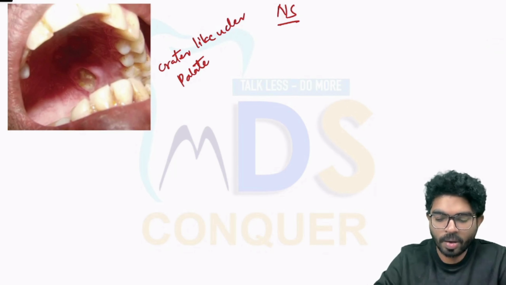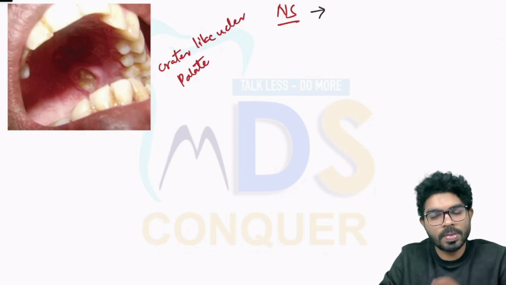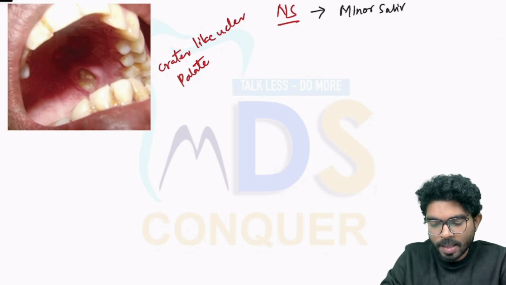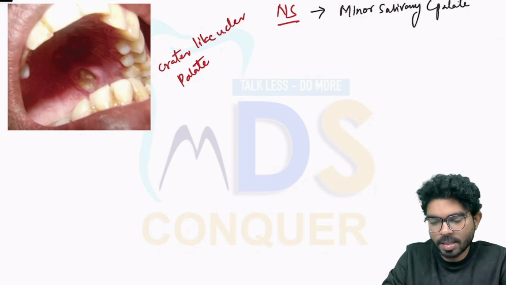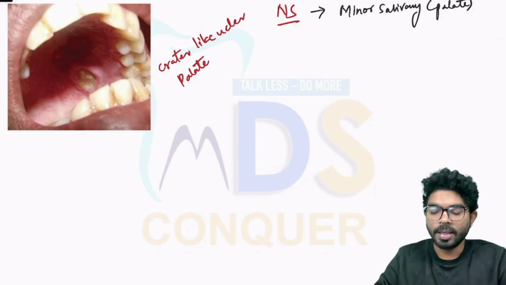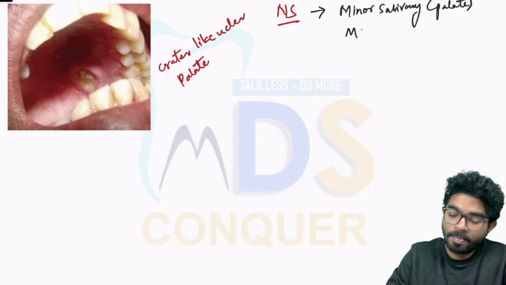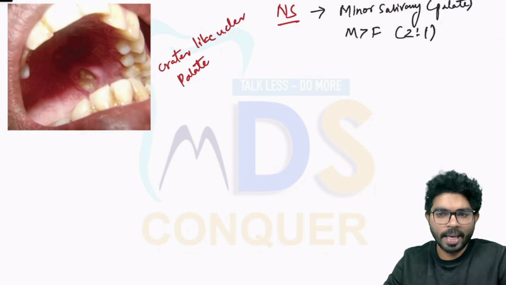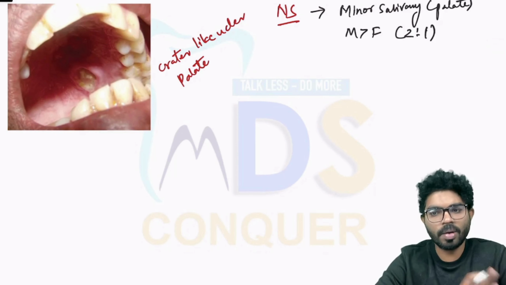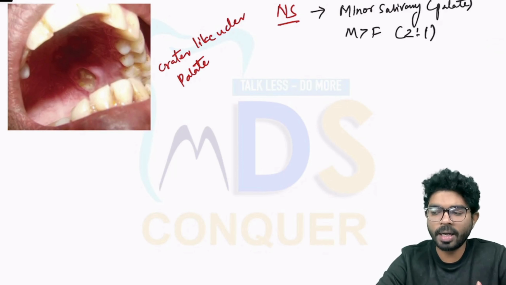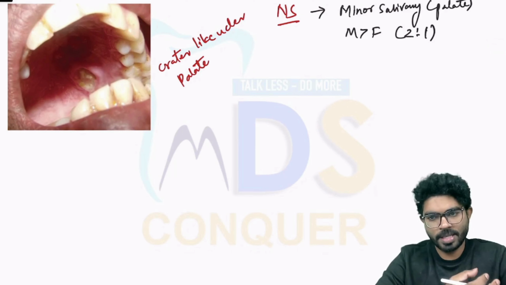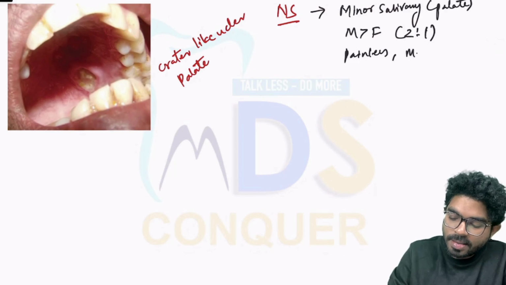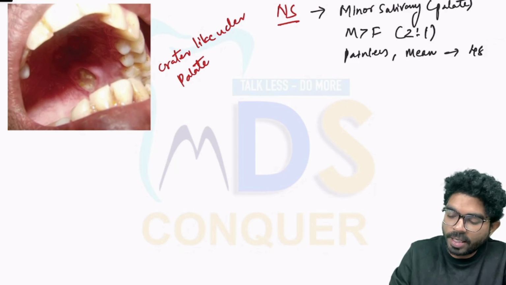The important things that you have to make a note about this: it is most commonly associated with minor salivary glands which are present on the palate. So the palate is the most common intraoral site of occurrence. It is most commonly seen in males compared to females, with a 2:1 ratio. In the photograph you can see it is unilateral. It can occur bilaterally also, but most commonly it is unilateral, and it is painless. Sometimes pain may be present along with numbness. The mean age given in Shafer's is around 48 years.